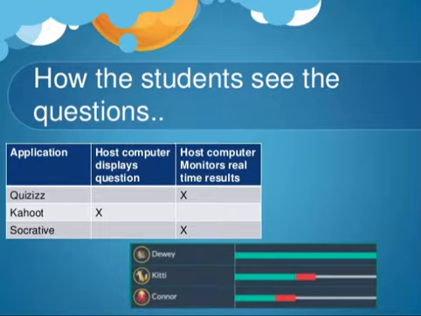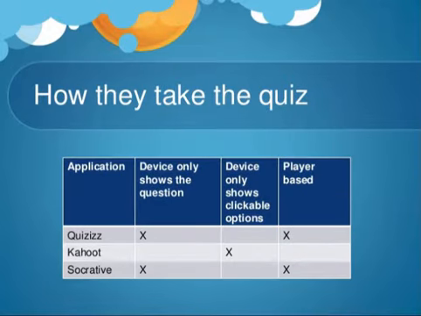Here is the key difference between the three. The students do not see the question on their device in Kahoot. They have to see the question projected on the wall from their teacher's computer. The students do see the questions on their devices when using Quizzes and Socrative. The teacher will see the real-time results while the students are taking a quiz on their computer. The results can be projected to everyone when it is appropriate to do so.